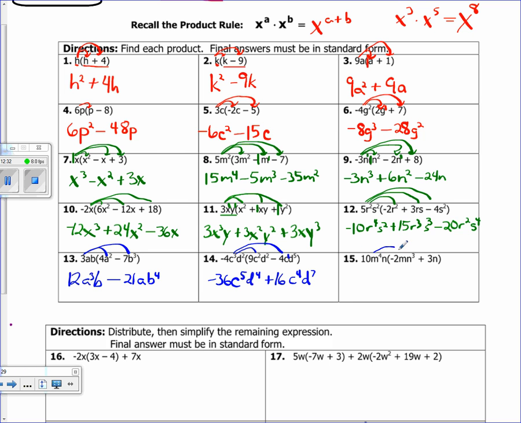Alright, one last one from this section. So multiply those coefficients. 10 and negative 2 makes negative 20. And then we've got m to the fifth and n to the fourth. Plus 10 times 3 is 30. M to the fourth stays the way it is. And that's going to be n to the second.